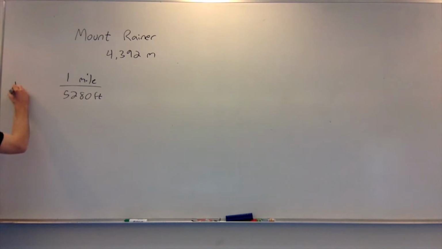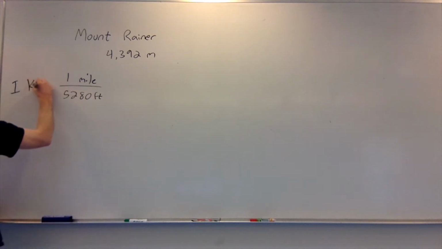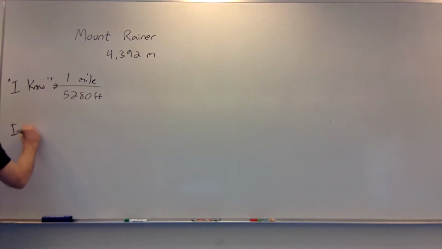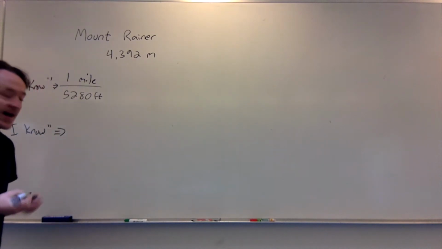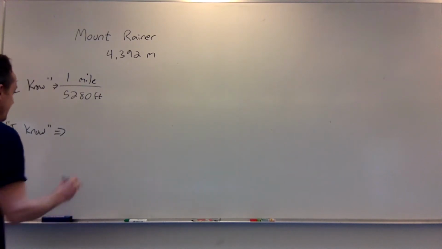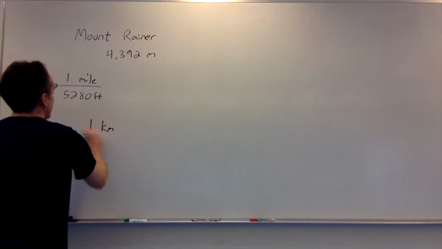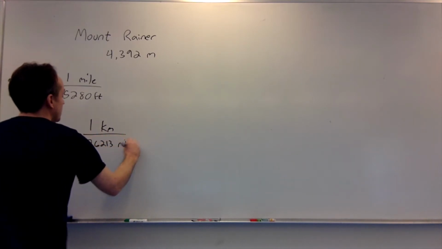So let's just say I know this, right? I'll put that in parentheses. That's one of the conversion factors I know. What else do I know? Well, this one, only because I teach astronomy do I know this off the top of my head. But I know that in 1 kilometer there are 0.6213 miles. So this is less than 1.